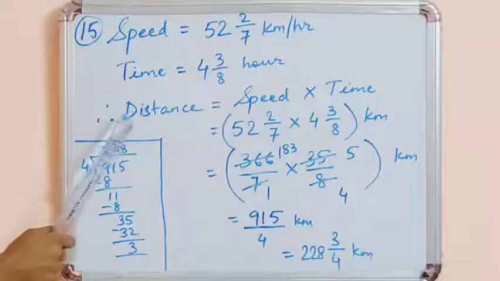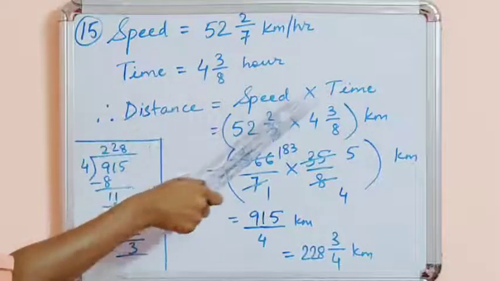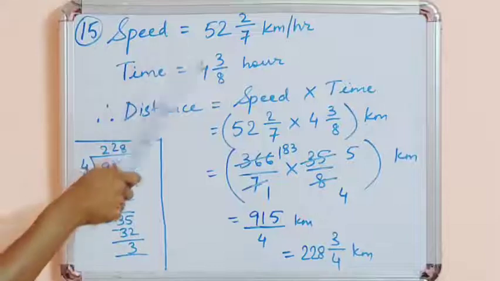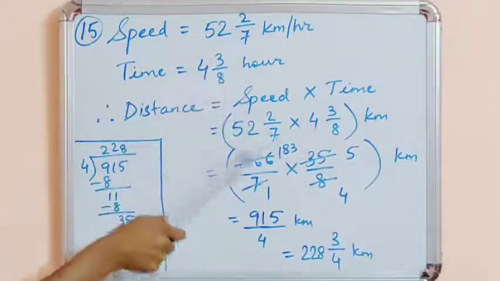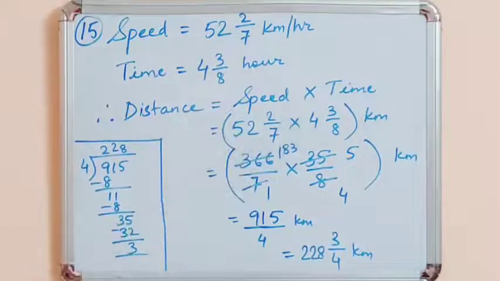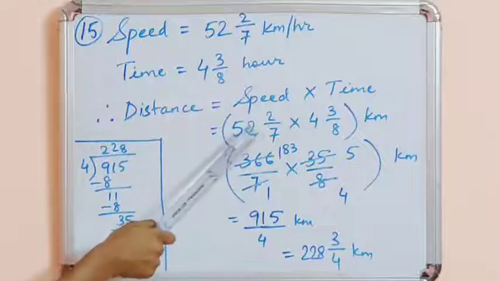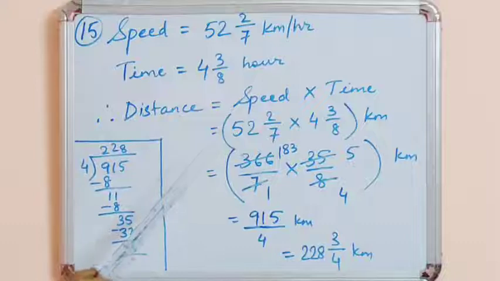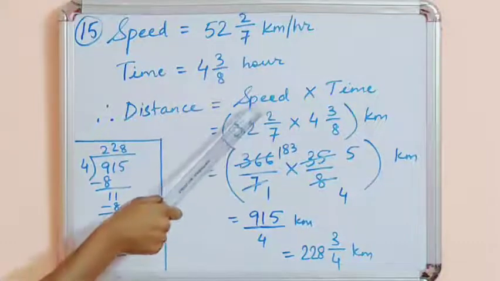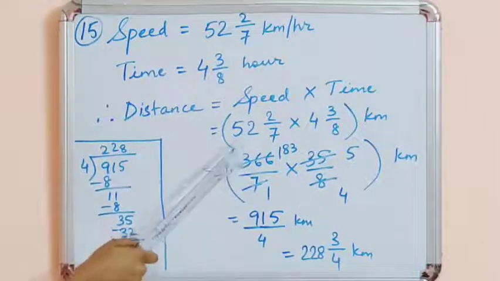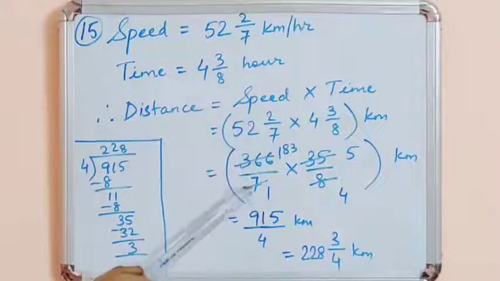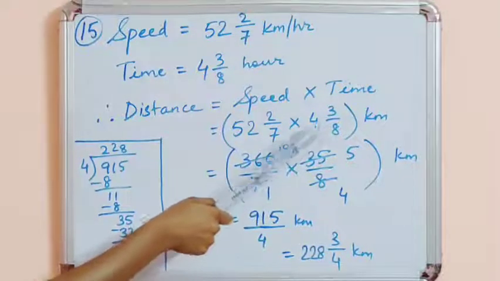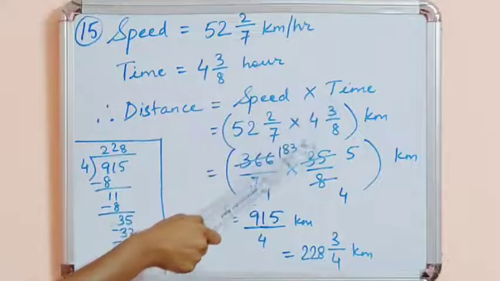The formula for calculating distance is speed into time. So we have to multiply these two numbers. Since these are mixed fractions, we have to convert them into improper fractions. So on converting this number, 52 into 7 is 364. 364 plus 2 is 366. So this fraction will be 366 by 7 into 8 4s are 32. 32 plus 3 is 35.